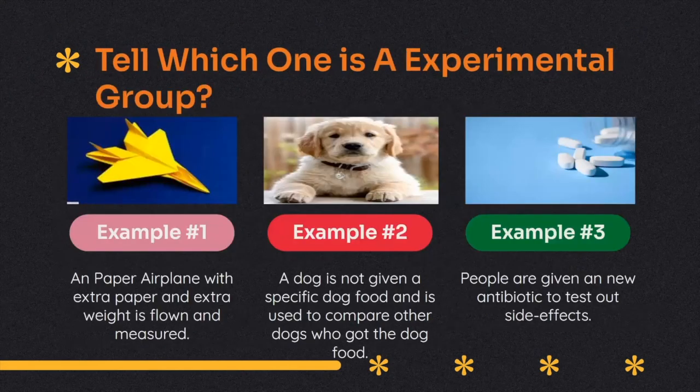Next, we'll go back to the example and find out which one is the experimental group. In these three examples, example 1 and example 3 are experimental groups, because in these groups the object or the person is given something new that will affect its mental or physical characteristics.